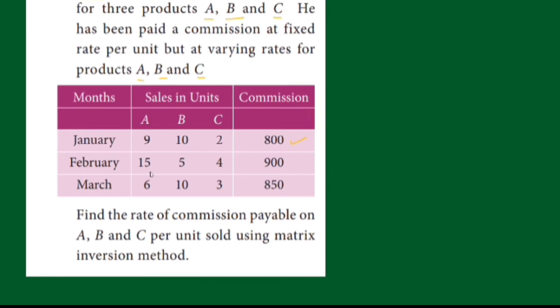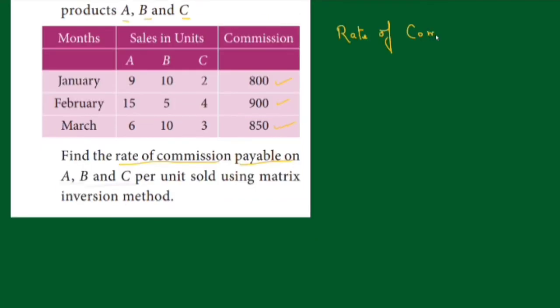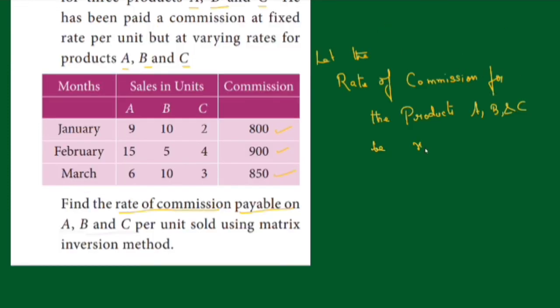So similarly for the month of February, 15 units of A, 5 units of B, 4 units of C, and the commission is 900. Here 6 units of A, 10 units of B and 3 units of C. The commission is 850. Now find the rate of commission. So whatever is asked here, take it as X, Y, Z. Commission for A, B and C. Let us take it as X, Y, Z.